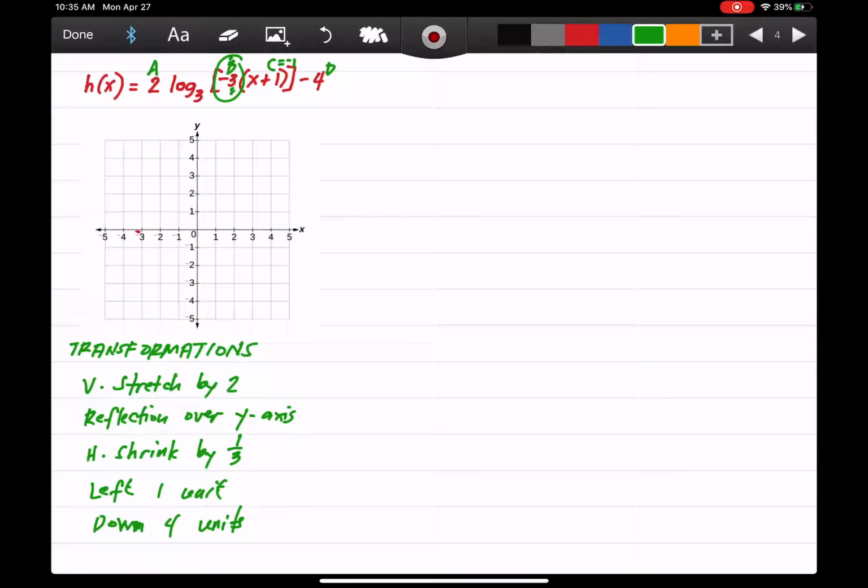After getting all the transformations, let us see first the vertical asymptote, and that's your value of C, which is -1, right? So at -1, let's use blue.